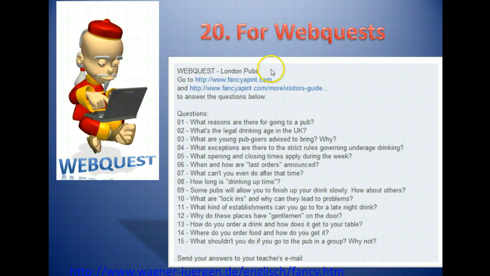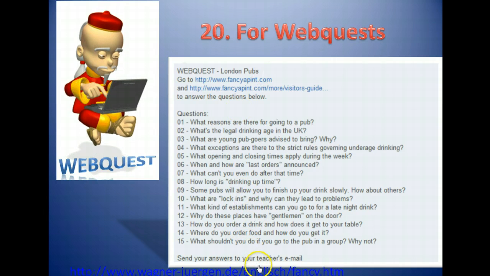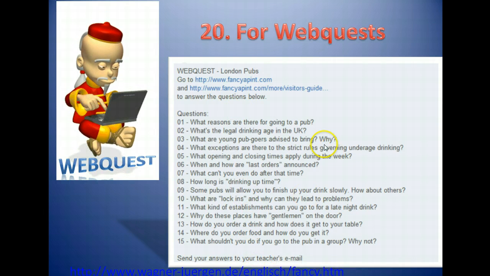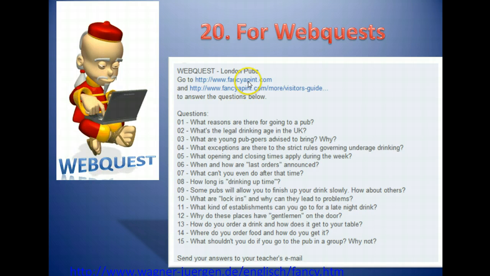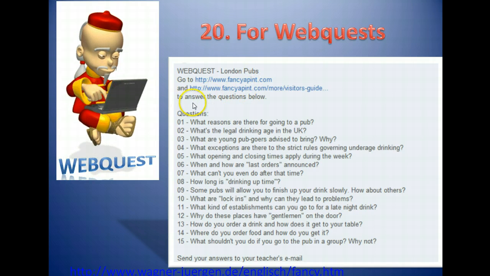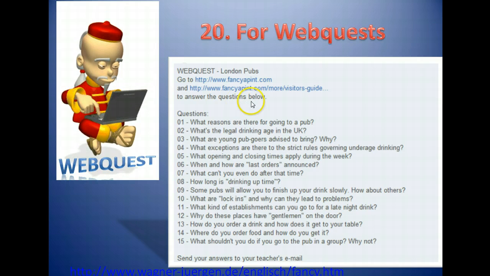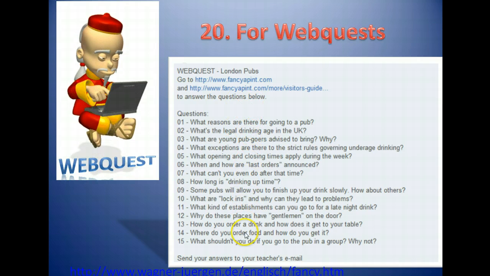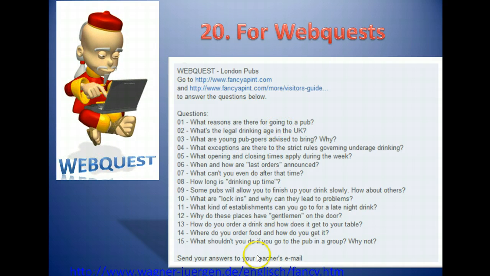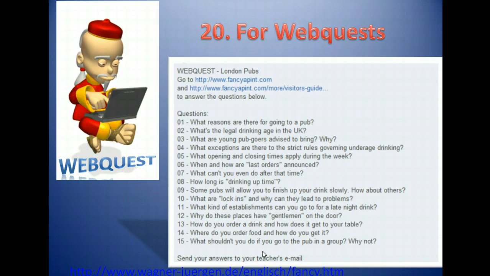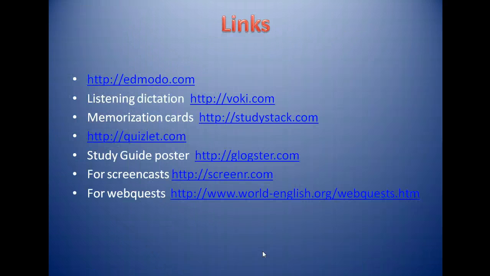This is an example. This is a Webquest which was taken from the site, which is mentioned here at the bottom of the slide. I ask students to go to these 2 specific sites to look for the answers of the questions below. So by answering the questions, students will be able to learn about London pubs. Then, of course, you can also use the result of the Webquest to develop a discussion in class. Okay? So these are the links I mentioned, and I hope you can use Edmodo with your students as well.